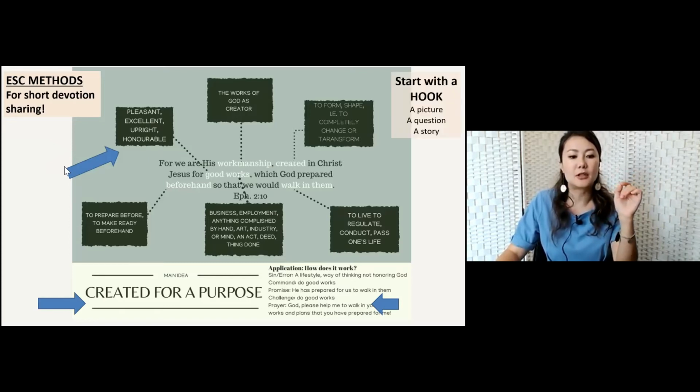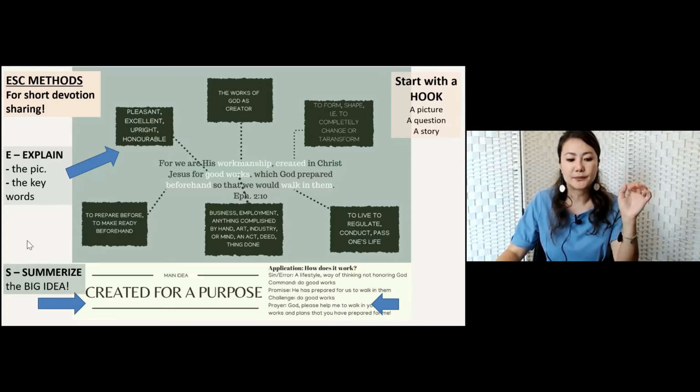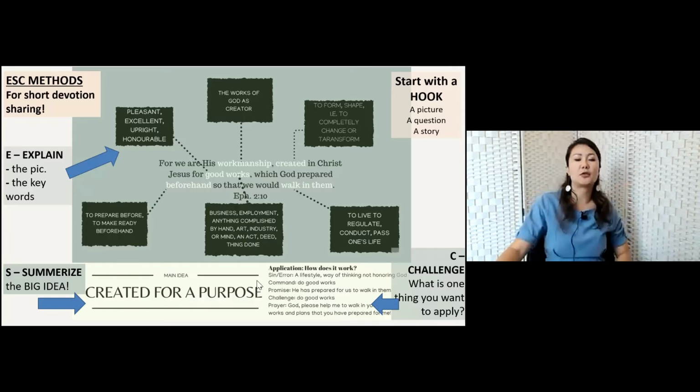So first thing, remember we talked about find a hook? Find a picture, story, or a question. Another thing is explain: explain the picture and the keywords. Remember these keywords that you have found. So explain one or two keywords that are relevant to your message. Then summarize. Remember, this is the key idea here. And then last but not least, challenge, your own personal application and reflections. You might give one challenge to your group. All right, is it clear?